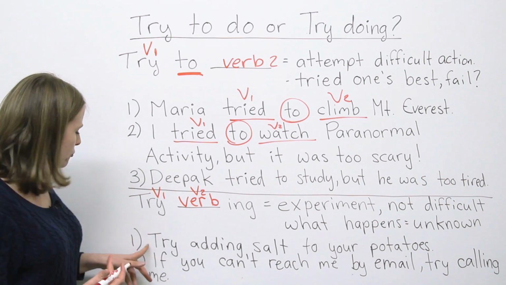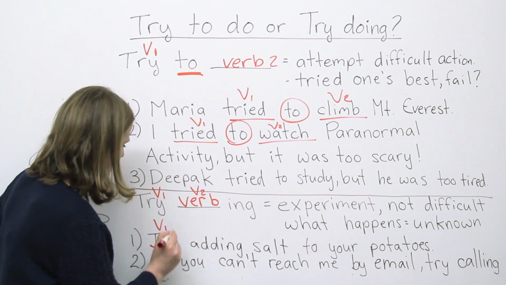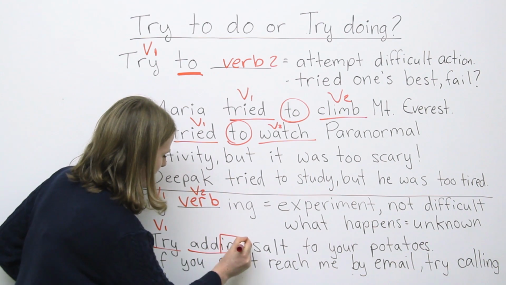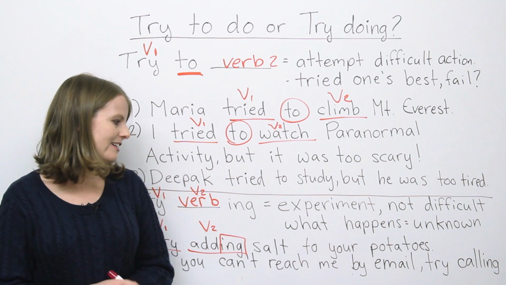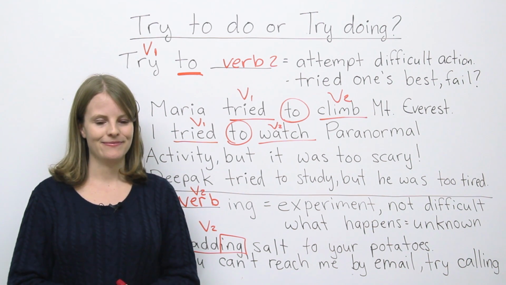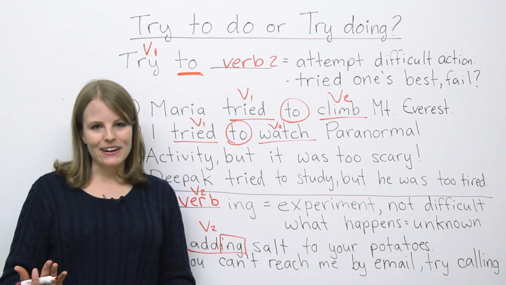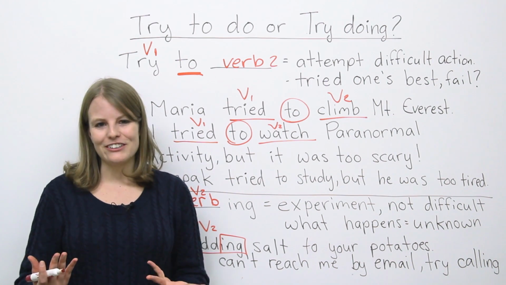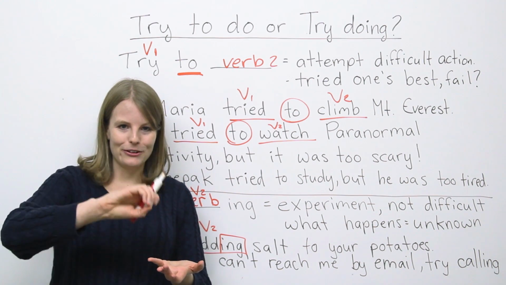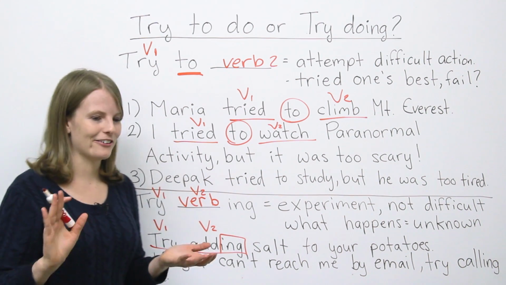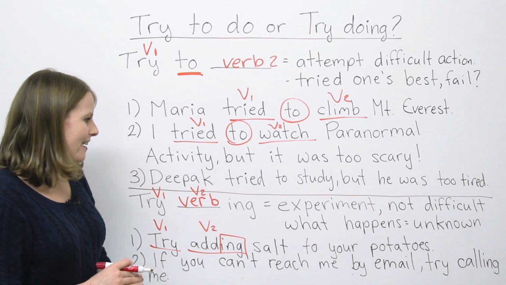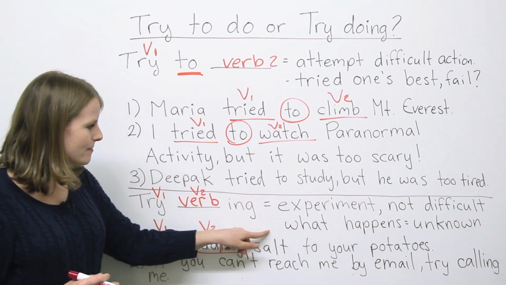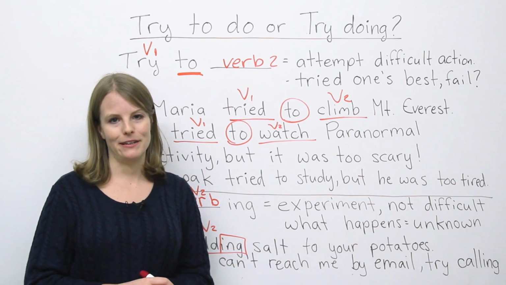Someone might tell you, try. So here we have verb 1, try, adding. We have our ing. Add is verb 2. Try adding salt to your potatoes. Okay, so again, this isn't something hard to do. You just need the salt shaker. You go like this, there, unless there's a salt shortage. So that's very simple to do. So not difficult, but we don't know what's going to happen.